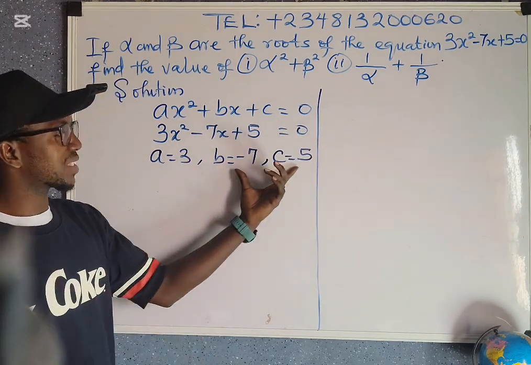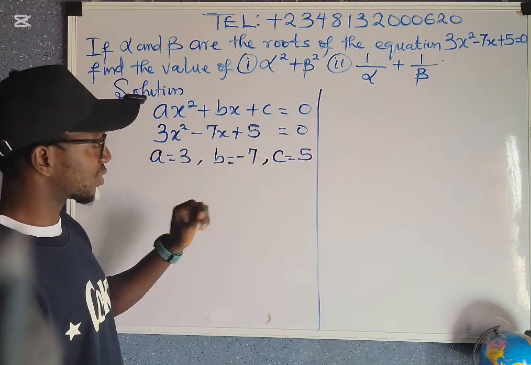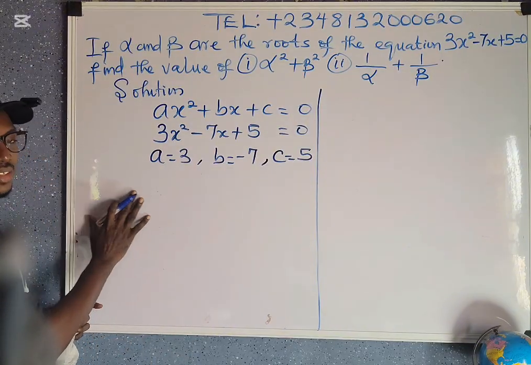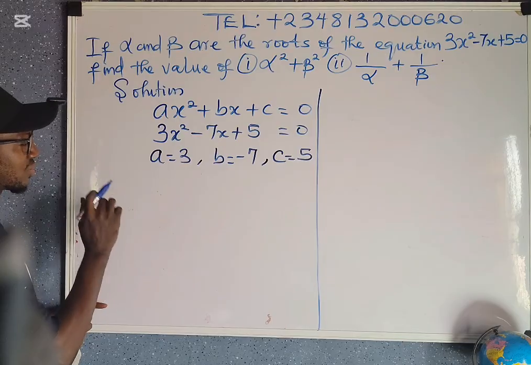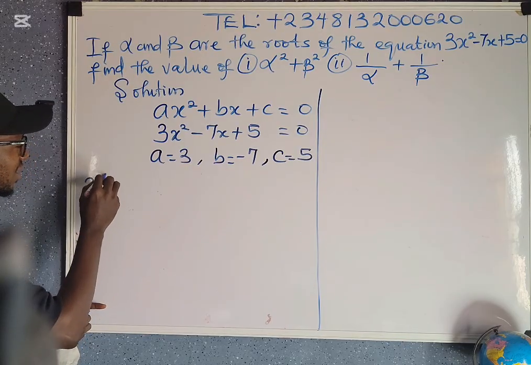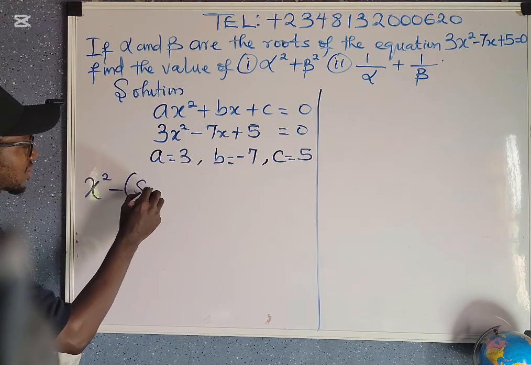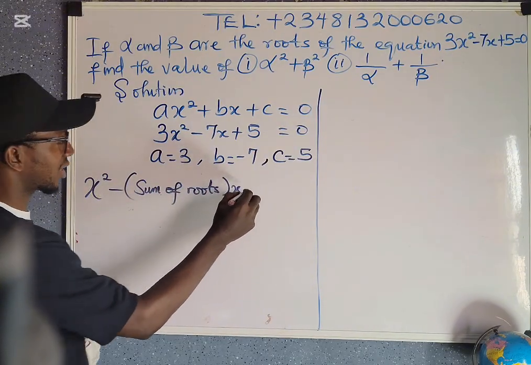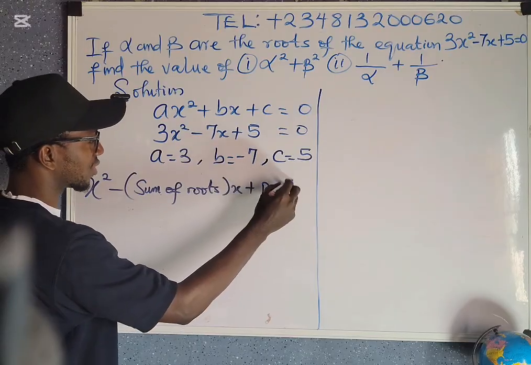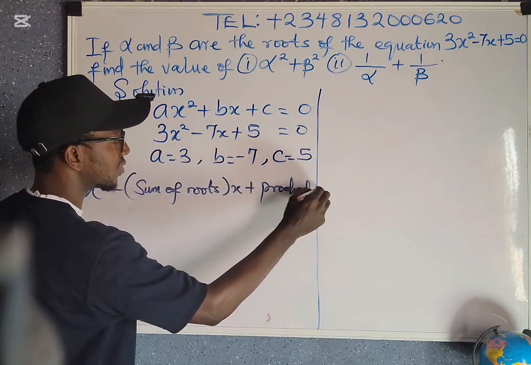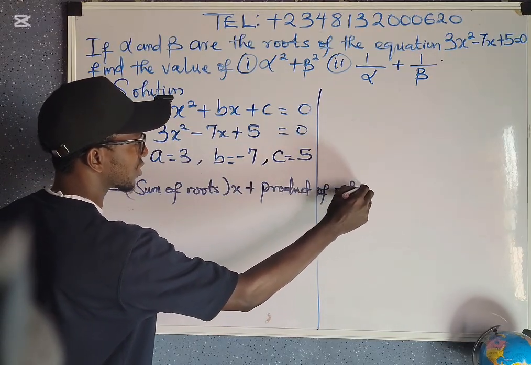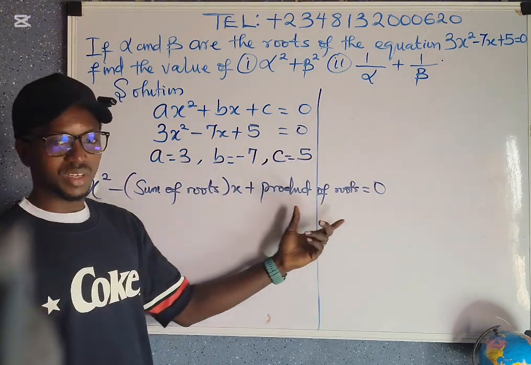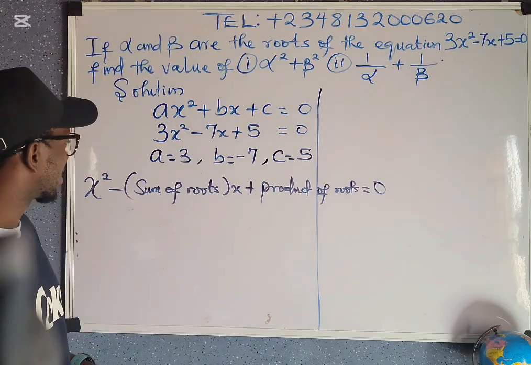Now, the moment we have established this, there is also something else we need to establish as well. We have that the general equation for a quadratic equation is given as x squared minus (sum of roots) x plus the product of roots equals 0. So this is the general formula that we use in solving a quadratic equation.